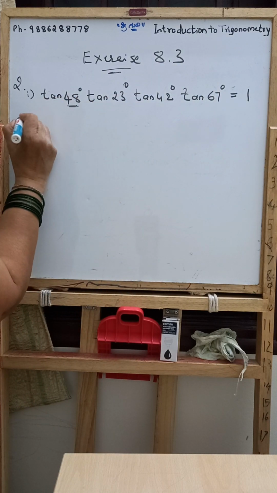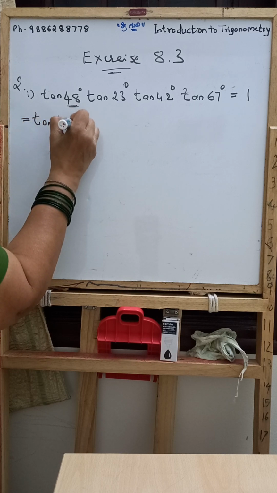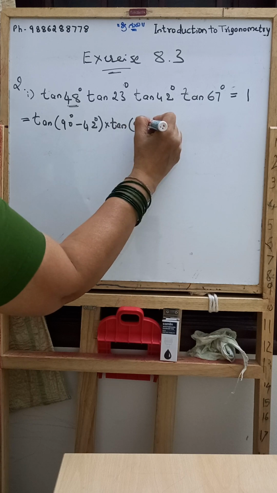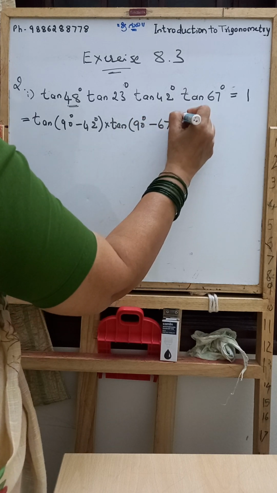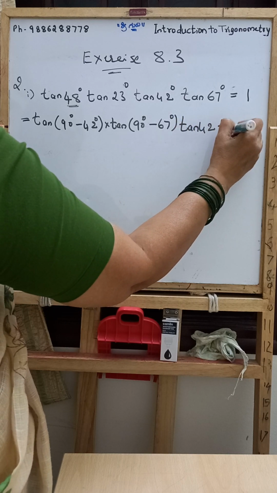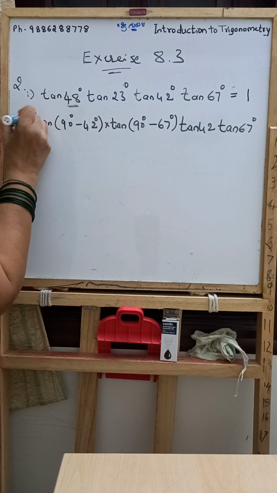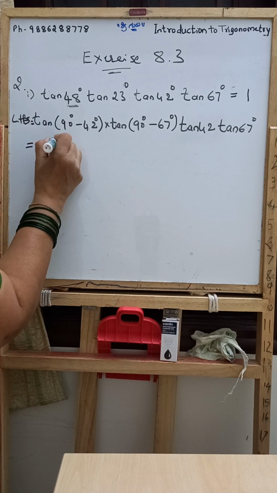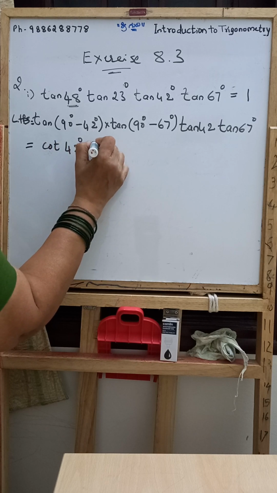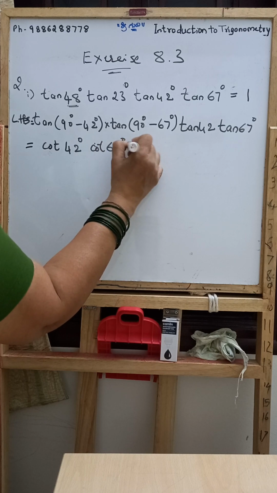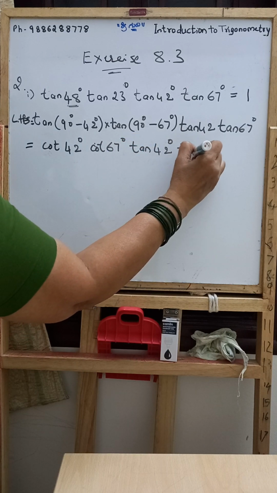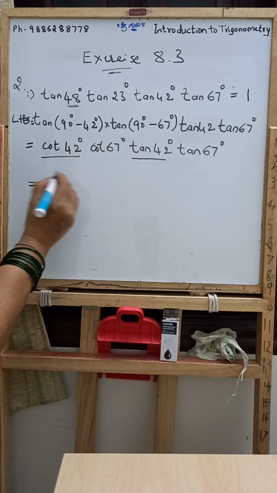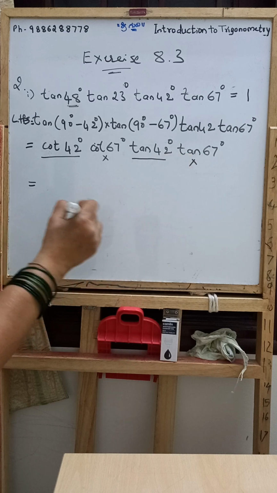This 48 degrees can be written as tan of 90 degrees minus 42 degrees into tan of 90 degrees minus 67 degrees into tan 42 into tan 67 degrees, that is LHS. This is equal to cot of 42 degrees, cot of 67 degrees, tan of 42 degrees, tan of 67 degrees. Here cot of 42 degrees and tan of 42 degrees will get 1, and if you multiply them you will get 1.